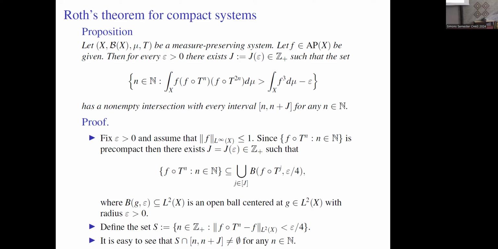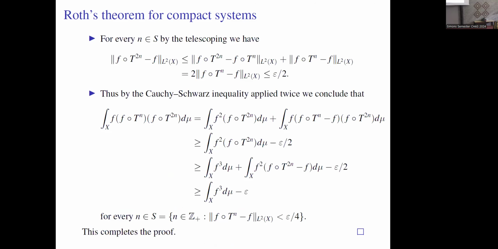over 4. And now from this, we can see that this set has non-empty intersection for any integer. And moreover, for every S, by telescoping, we can see that this is smaller than epsilon over 2. Here we use telescoping and the fact that the underlying measure mu is T-invariant. So therefore we have also this. And now if we use these two properties, and we use Cauchy-Schwarz, then we can deduce what we want.